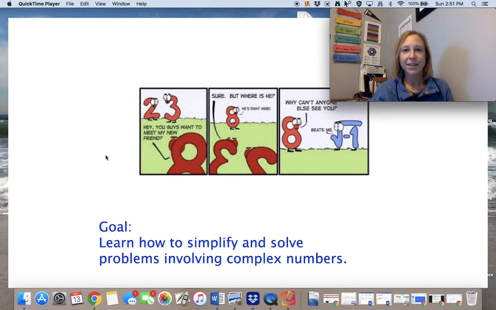Hi, Algebra 2 friends. This week we are going to talk about imaginary and complex numbers and roots. So I know that sounds a little bit daunting, but it's actually not too bad, I promise.